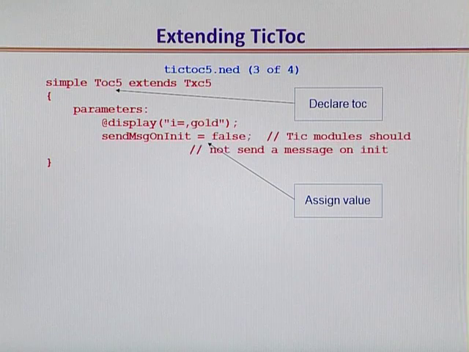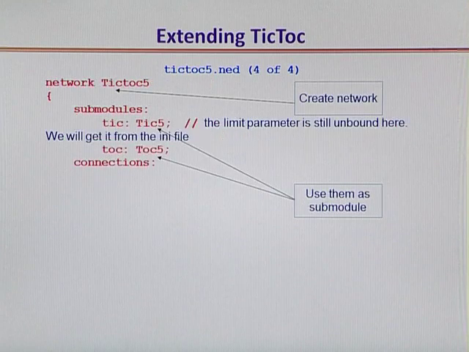Likewise, we also see that talk5 is extending txc5 in such a way that the talk node is given the icon gold, and the send message on initialization is now assigned the value false. That is, the talk module is not going to start sending a message on initialization. If this particular value were true, we would see that two messages would appear on the screen, one coming from tick, another coming from talk.